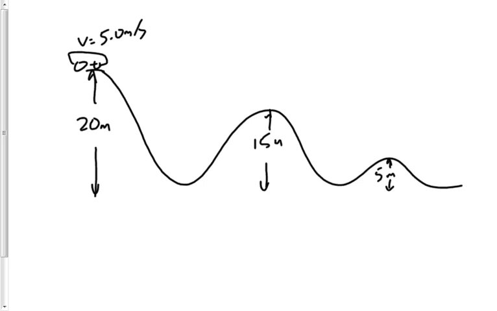I want you to tell me what the speed of the car is right here. And I want you to tell me what the speed of the car is right here. Okay, we'll make the first one in blue. We'll make the second one in green here. So let's find the blue one. Let's find the speed of the blue one.